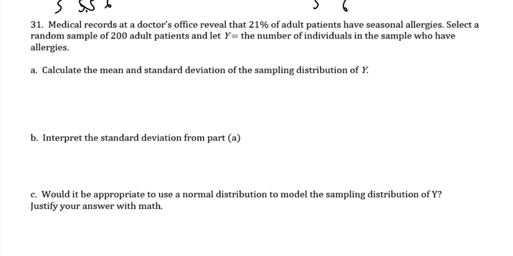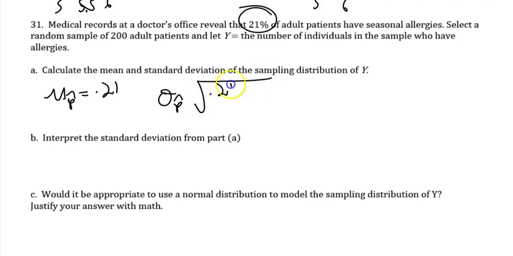Okay, 31. We have records showing that 21% of adults have seasonal allergies. Select a random sample of 200. Let Y be the number of individuals in the sample. So calculate the mean and standard deviation of the sampling. Well, our mean is going to be 0.21. That's our 21% right there. And then the standard deviation is going to be that little calculation from the front page. 0.21, remember that's, you spent 21 cents on candy, pay $1, you get 79 cents back in change, and then divided by 200. And so that's 0.0288. So there's your mean and standard deviation.